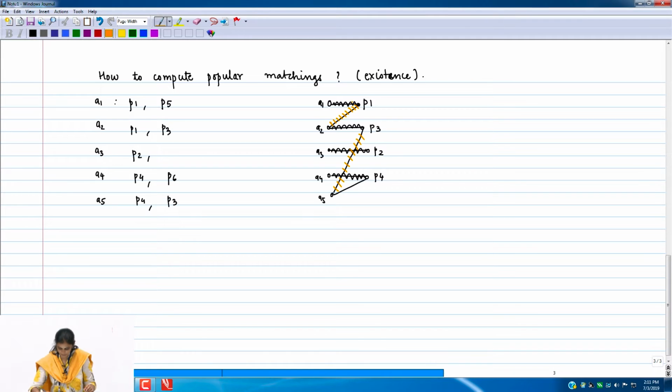A similar thing will happen even if I try to match A5 to P3. Remember the state we were in is that A2 and A5 had only one post, which is P3, and I wanted to match one of them. Because there is only one post, I would not be able to give it to both of them. Now you had some suggestion. I will just erase this thing that I had done. What this says is this matching is not popular. It doesn't say anything about the instance not admitting a popular matching.